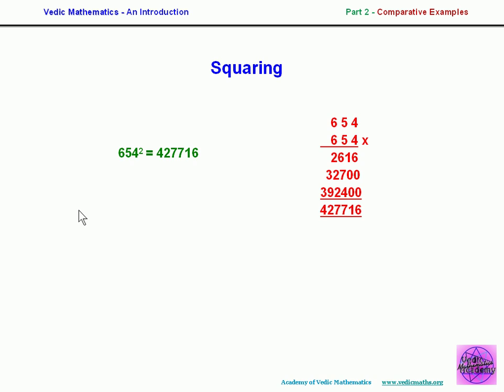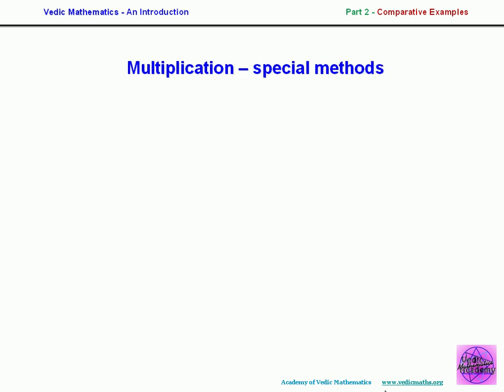We can do it from left to right or from right to left. And there are many special cases as well of squaring, which we can apply, which I'm not showing here. So there are many special types of multiplication that we can handle in the Vedic system.